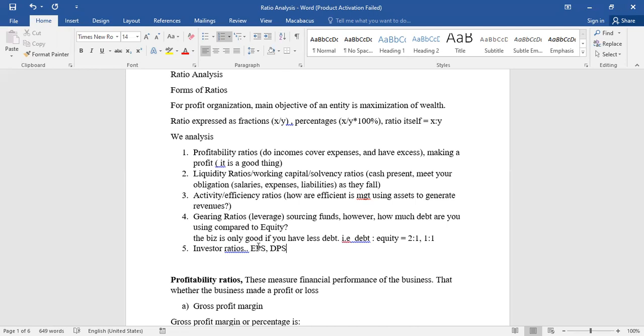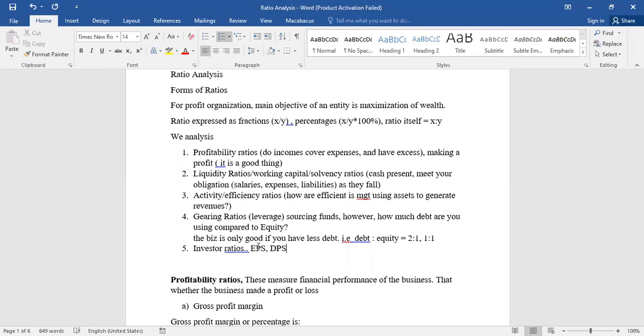Gearing ratio, are we highly leveraged, or are we actually at optimum or even less leveraged? Investors, are investors happy or not? Can we attract better or more investors or not? That is how we're going to be commenting on our financial statements.